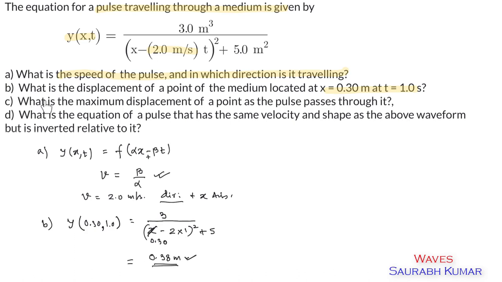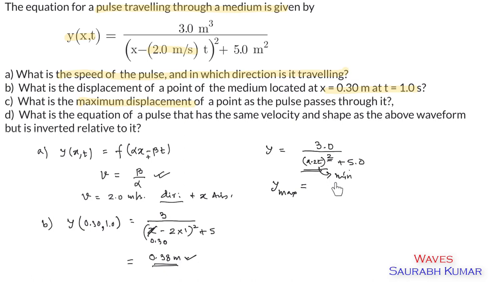Part C, what is the maximum displacement of a point as the pulse passes through it? So to find maximum displacement, look at this expression. Numerator is a constant, denominator is variable, and in denominator this term is a variable plus 5.0. Now as you are taking square of this term, which is x minus 2t to be more precise, square means positive number. This y will have maximum value if denominator has minimum value.